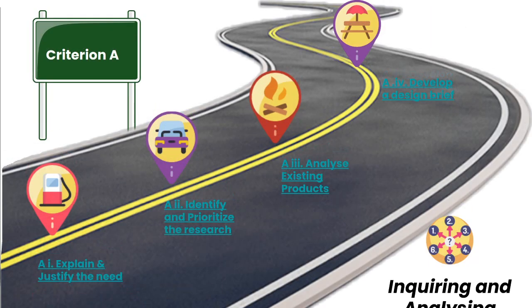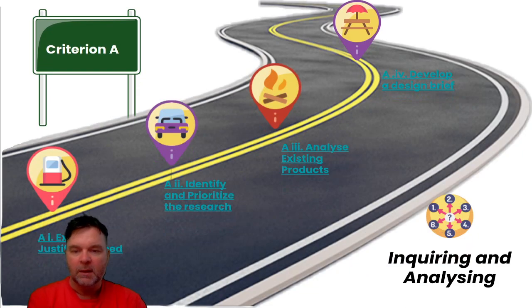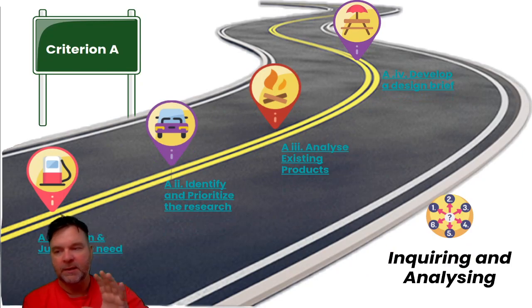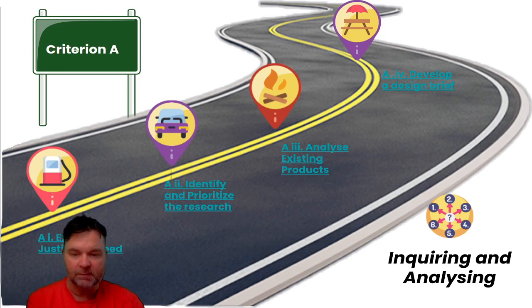So criterion A, inquiring and analyzing, has four parts. A1, explain and justify the need. A2, identify and prioritize research. A3, analyze existing products. And A4, develop a design brief. As you can see, it is the same structure as all subsequent criteria. So each criterion will have four parts.